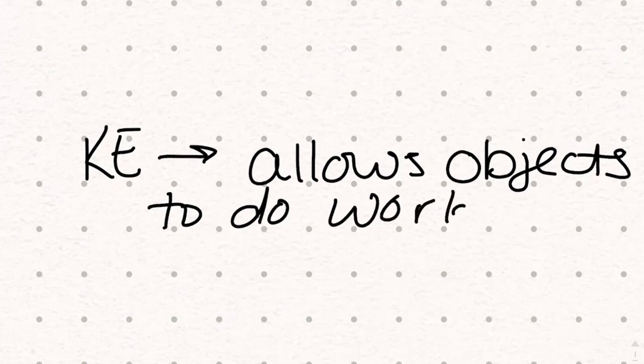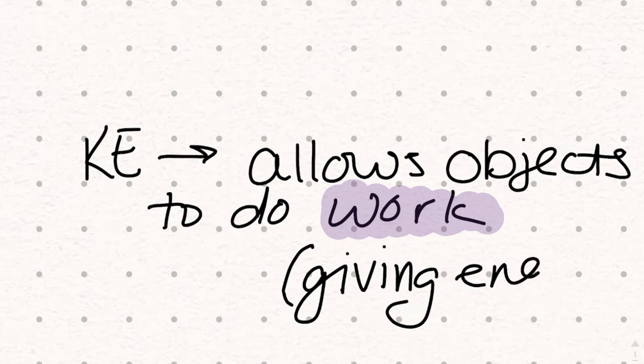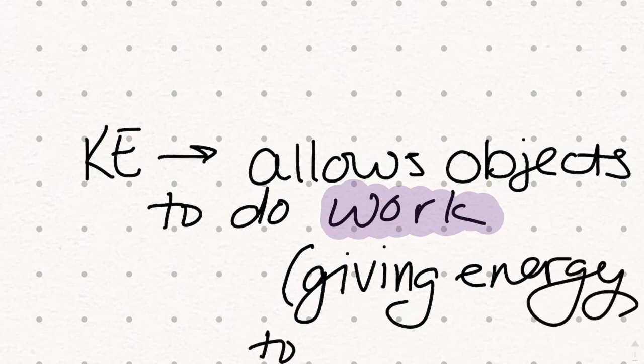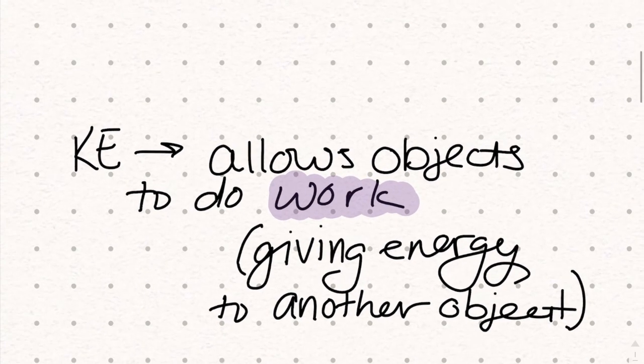We've briefly discussed this thing called work in our potential energy discussion, but work is not you sitting at your desk typing away at your computer. Work is the ability to give energy to another object. That's the type of work we're talking about. Work is giving energy to something else.